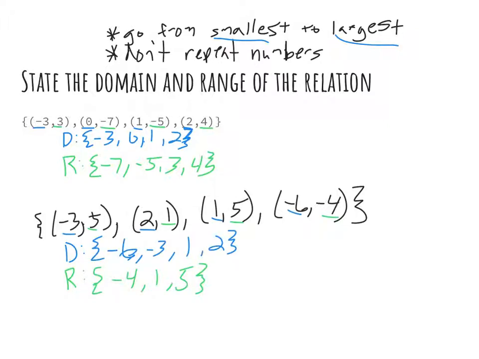Alright, so as you can see, for our domain values, we've got the numbers -3, 2, 1, and -6. So putting those in order from smallest to largest, we would have -6, -3, 1, and then 2. Those are our values for our domain. For the range, we have the numbers 5, 1, 5, and -4. Putting those in order from smallest to largest, we would say -4, 1, and 5. You'll notice how, even though there's two 5s listed in the ordered pairs, we still only put it once when we state the range.